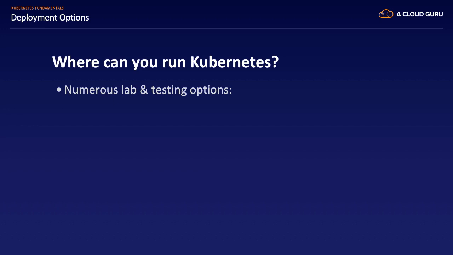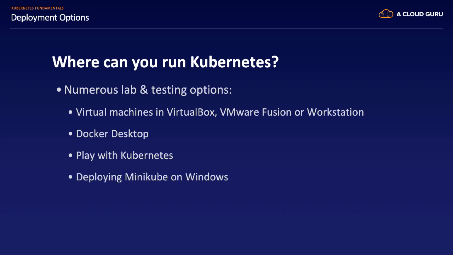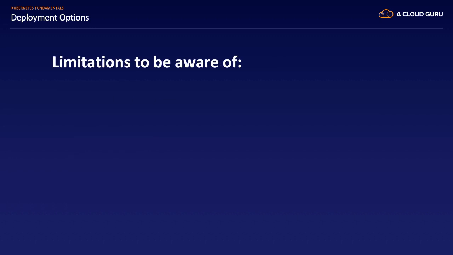And there are numerous Kubernetes lab and testing options. For example, you can run virtual machines in VirtualBox, VMware Fusion, VMware Workstation, and others on your local desktop or laptop computer and build a Kubernetes cluster inside. You can use Docker Desktop, which now has built-in Kubernetes functionality. You can use the online Play with Kubernetes website, and it's super easy to deploy Minikube on Windows or Minikube on Mac. And I'll be walking you through all of these virtual Kubernetes lab options in this course step by step. But there are a few limitations that you need to be aware of.